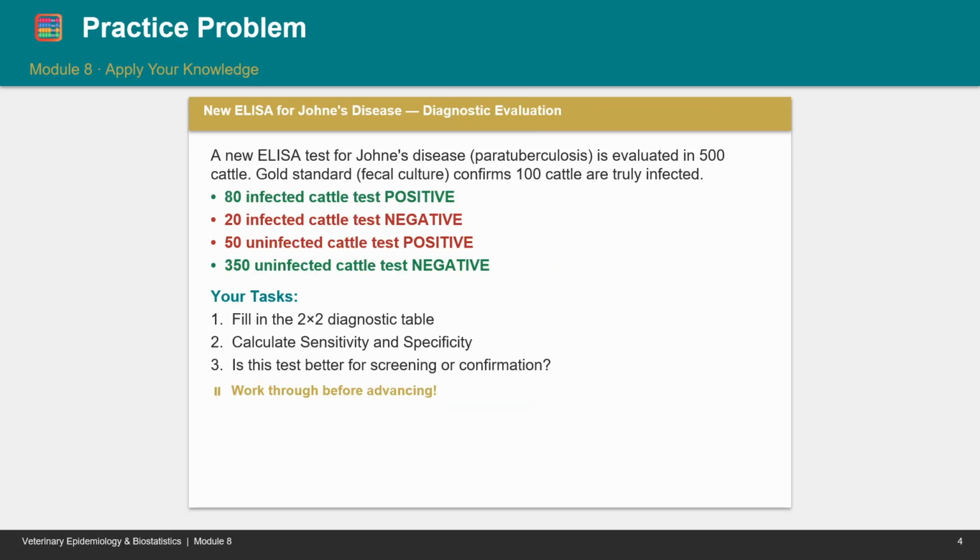Practice problem. We're evaluating a new ELISA for Johne's disease. Fill in the 2x2 table, calculate sensitivity and specificity, and then make a clinical judgment. Based on these numbers, is this test better suited for screening or for confirmation?